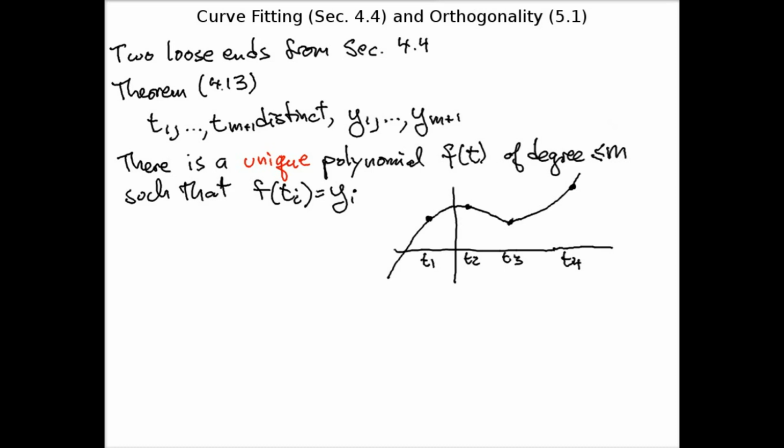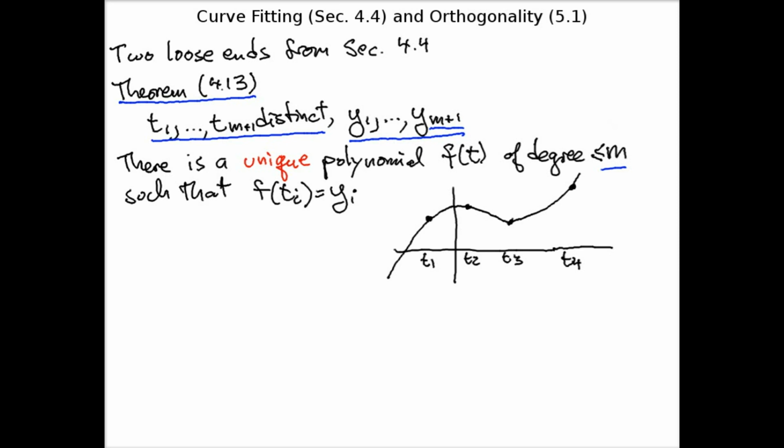I'd like to say a few more things about section 4.4 before going on to orthogonality in section 5.1. So let me begin by reminding you of one of the theorems from section 4.4. This is 4.13. Suppose we're given m plus 1 distinct t values and any m plus 1 corresponding y values, then there's a unique polynomial of degree less than or equal to m which goes through those points. And notice that m is 1 less than m plus 1.